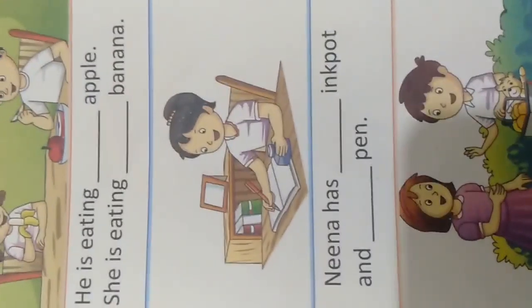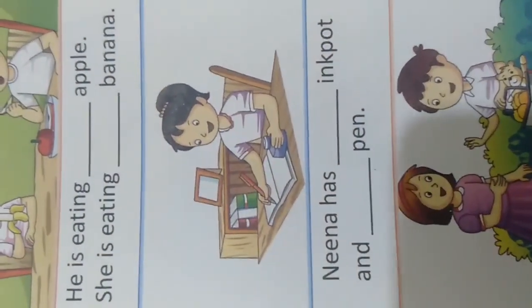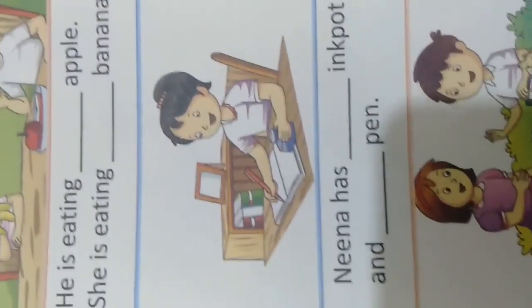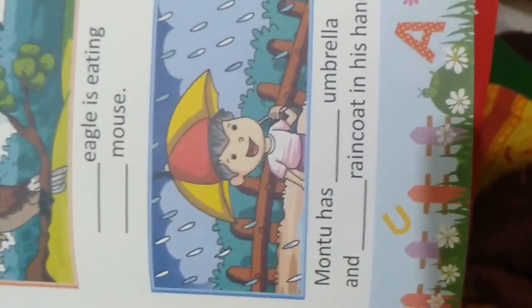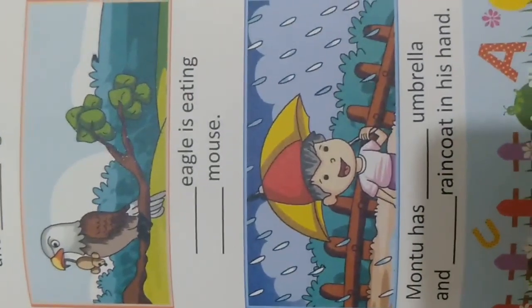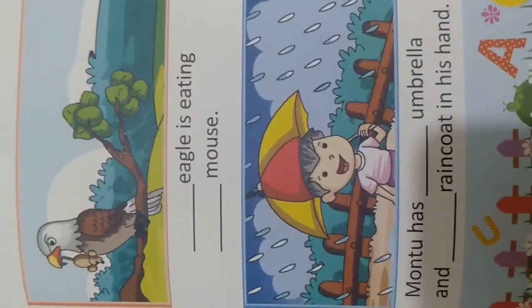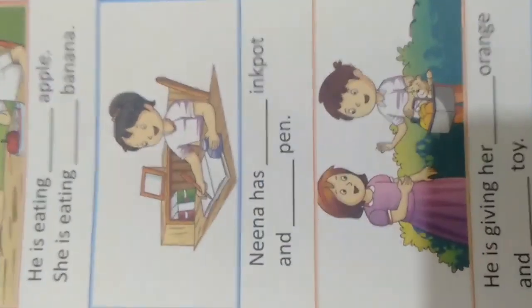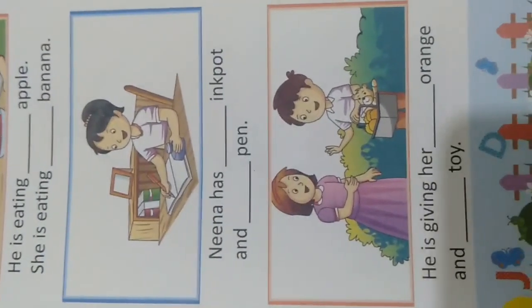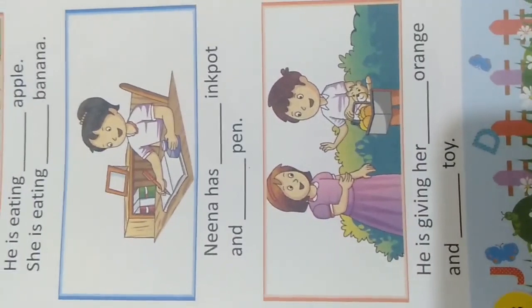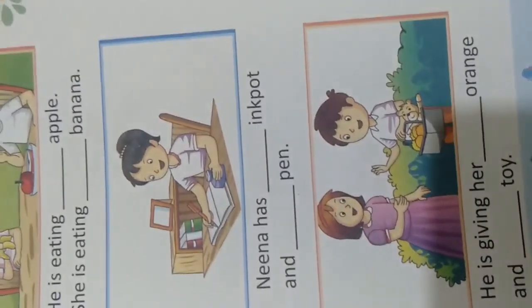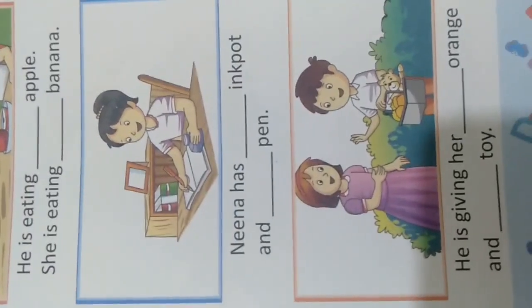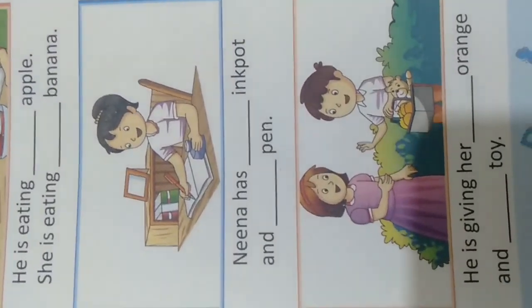Fourth one. Nina has dash ink pot and dash pen. Ink pot, I. So what you have to write? An ink pot, and before pen you have to write a. Next one. Montu has dash umbrella and dash raincoat in his hand. Before umbrella you have to write an, and before raincoat you have to write a. Next one. He is giving her dash orange and dash toy. He is giving her an orange because O is a vowel and T is a consonant. So before toy you have to write a.